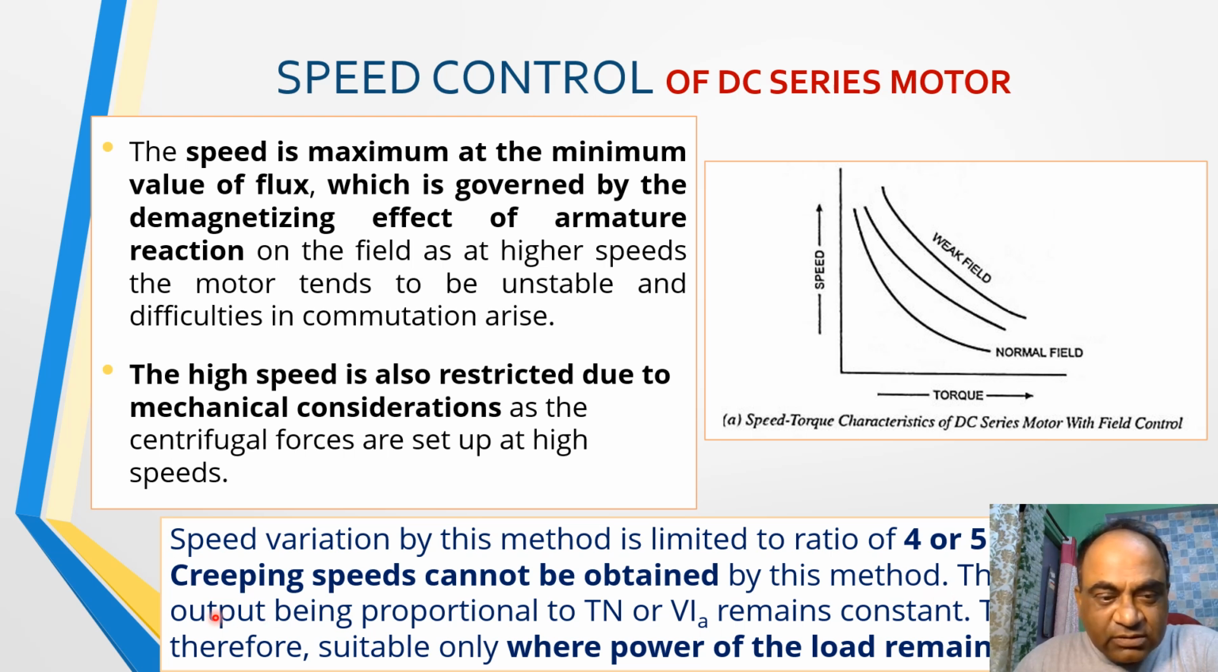The power output being proportional to Tn or EIa remains constant. So this is also sometimes called the constant power method of speed control. So this method is therefore suitable where the power of the load remains constant.